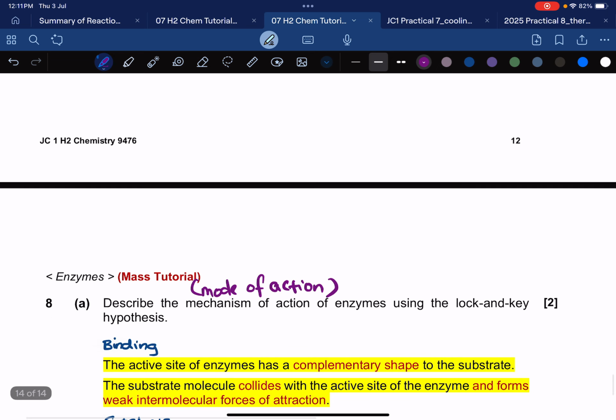The first stage is the binding stage. The key to this mechanism is that the active site has a complementary shape to the substrate. Substrates refers to the reactant molecules. The substrate molecules will then collide with the active sites of the enzymes and form weak intermolecular forces of attraction. It is these forces that hold the substrate in place.